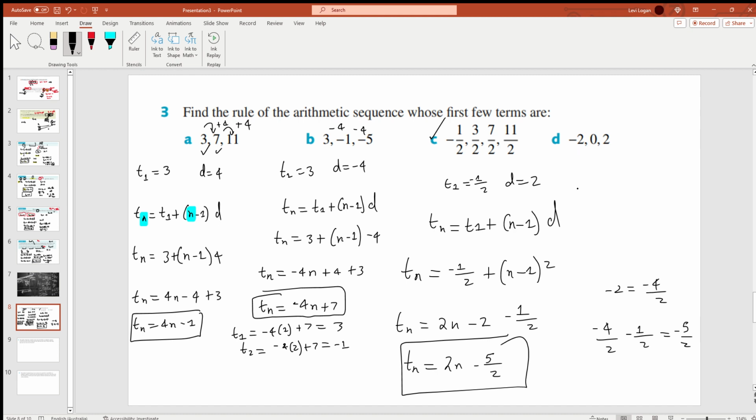Now, let's take a look with D. So D, it's pretty obvious. It's increasing by +2. The first term is -2, and your difference is +2.